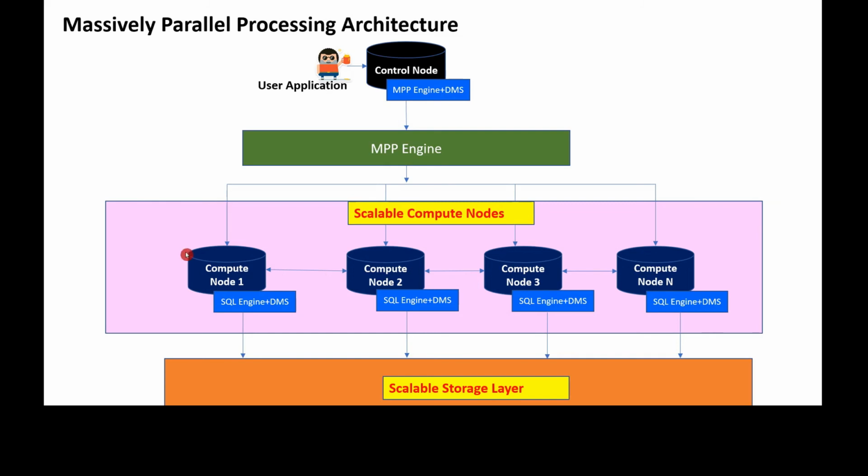One compute node is called 100 DWU, that is a data warehousing unit. That is the measurement unit used in Azure data warehousing. This is mainly used for pricing purposes: how many data warehousing units you are going to use. Based on that, your billing will differ.